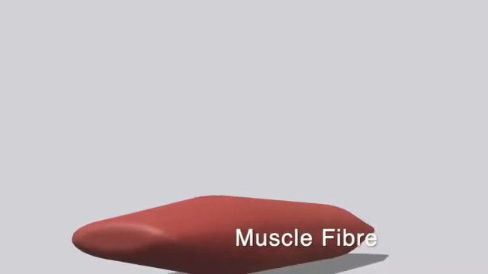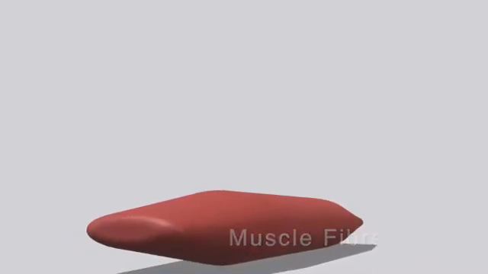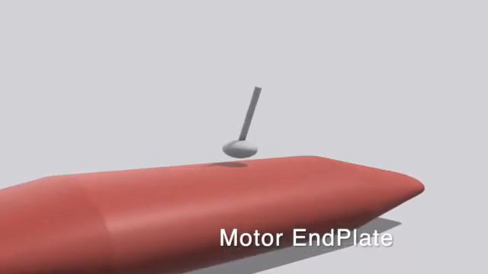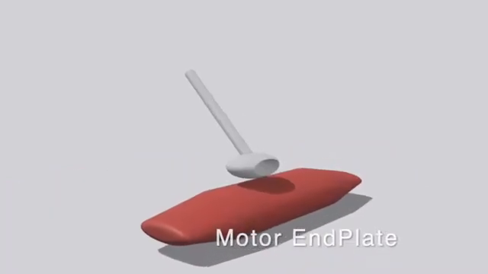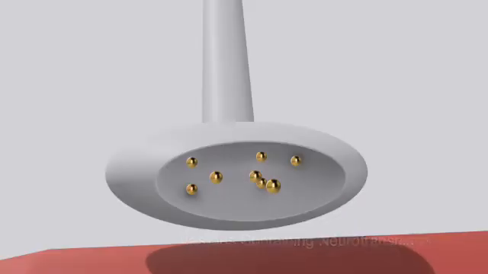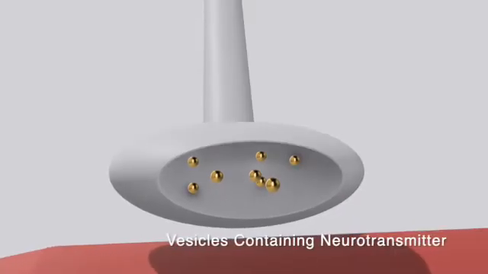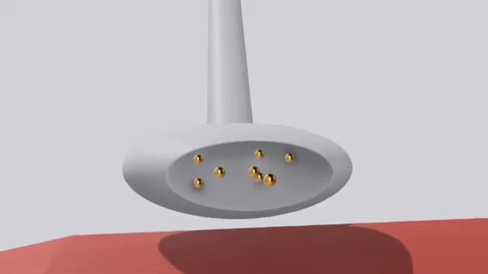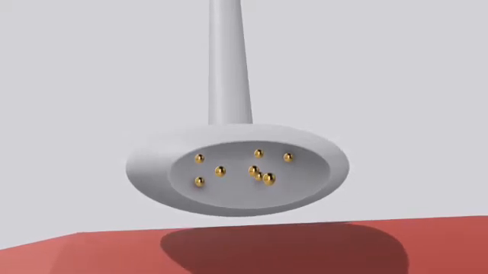Please excuse the simplicity of this, but this represents a muscle fiber. I'm also trying to make it possible for myself to understand this process. At the muscle fiber, you have a neuromuscular junction, a motor end plate. Inside the end plate, there are vesicles containing neurotransmitters.